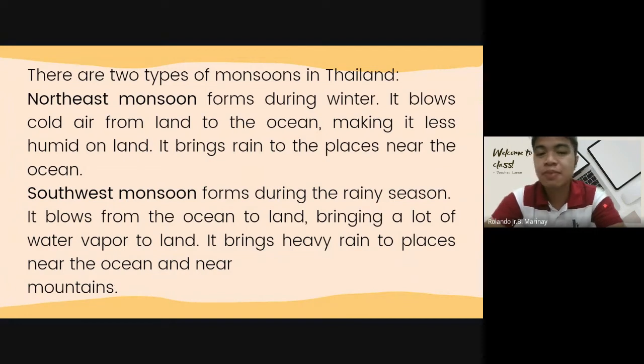It brings rain to the places near the ocean.